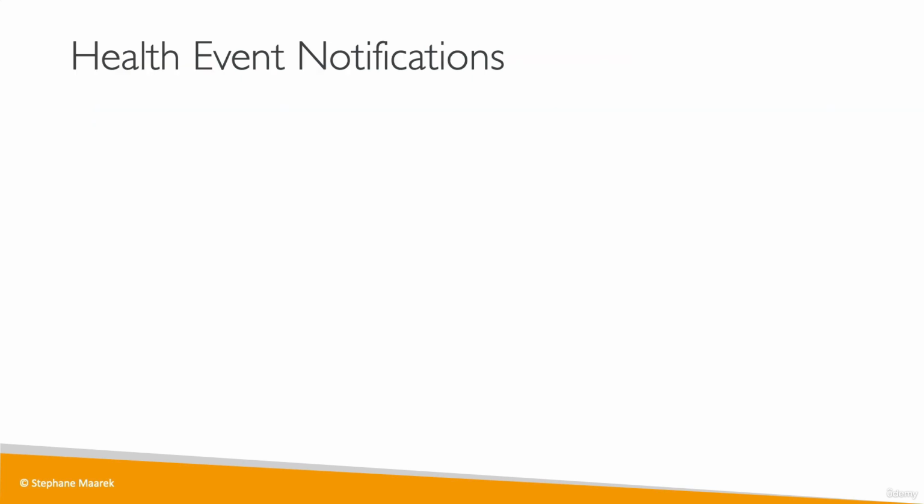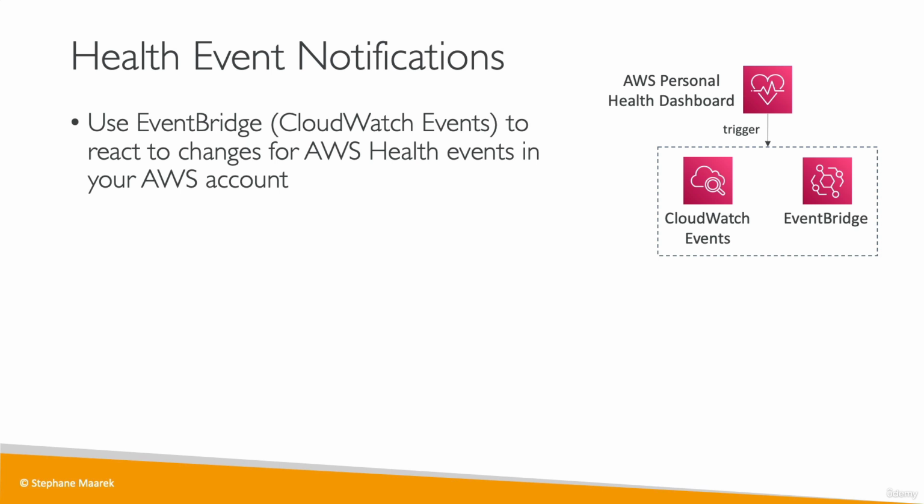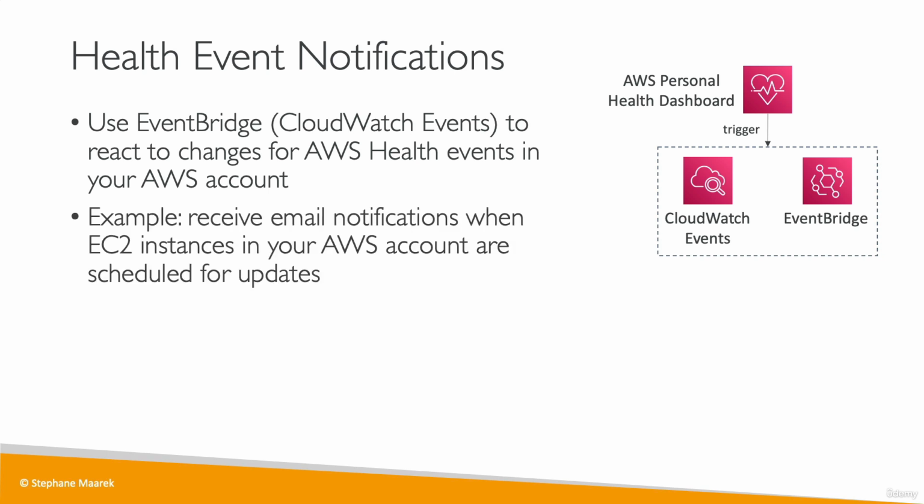Now let's talk about health event notifications. You can use EventBridge or CloudWatch Events to react to changes to your health events for your account. So the Personal Health Dashboard will trigger an event in CloudWatch Events or EventBridge. For example, you may want to receive a notification whenever EC2 instances in your account are scheduled for updates. In this case, you would set up this notification and then line it up with a target.